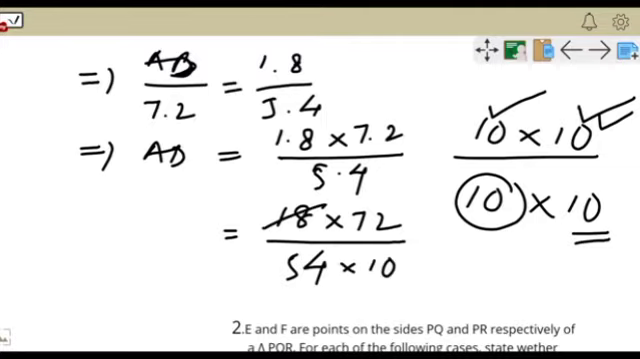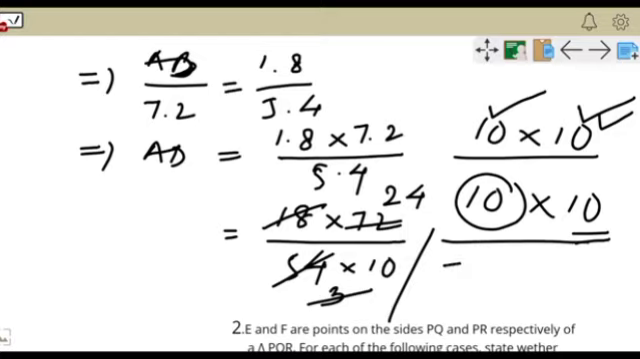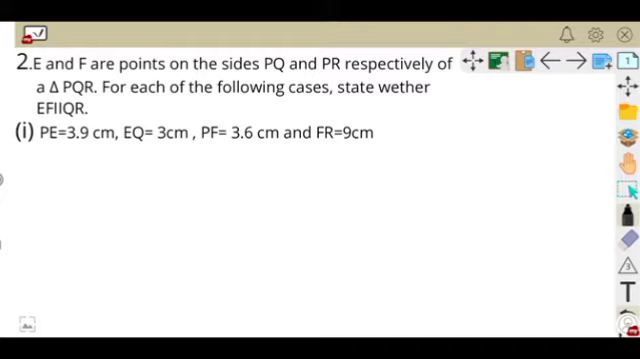18 1 is 18, 18 3, 54. 3 and 72 we're going to cancel. 3 2 are 6, 3 4, 12. Now we have here how much? 24 by 10. 24 by 10 means you can write 2.4. So I'll just write here, equal to 2.4 centimeter. So therefore AD is how much? 2.4 centimeter.